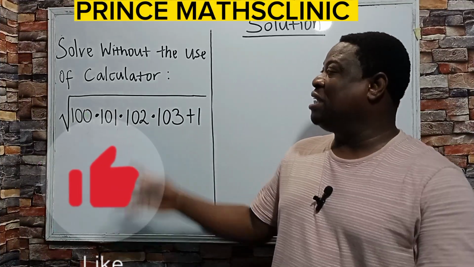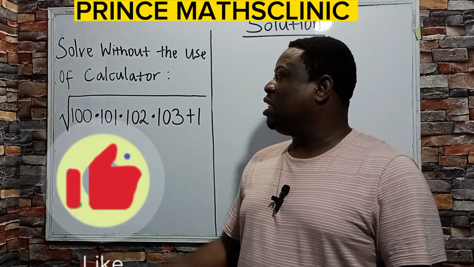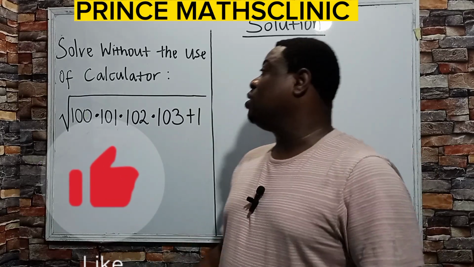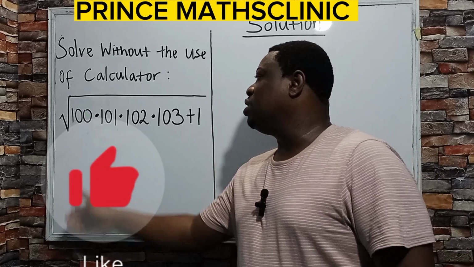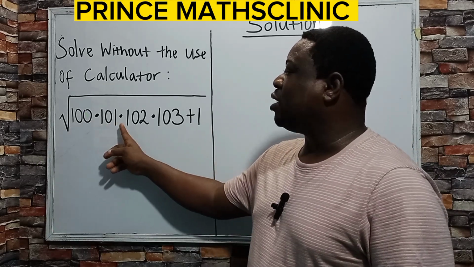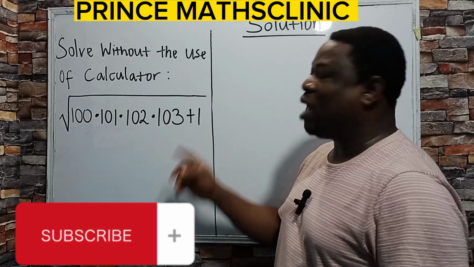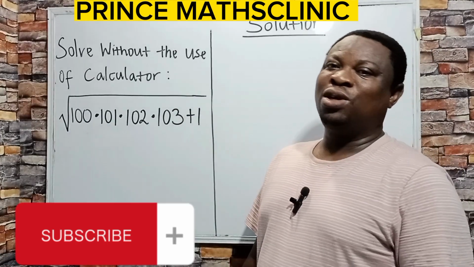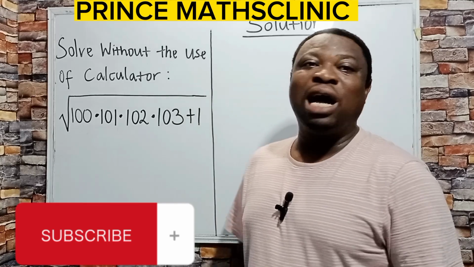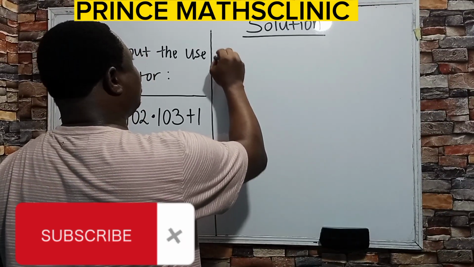Here we have a very interesting radical to solve, and in this radical we are to find, without the use of calculator, the square root of 100 times 101 times 102 times 103 plus 1. Let's go right into it without the use of calculator. First of all, write out your question.